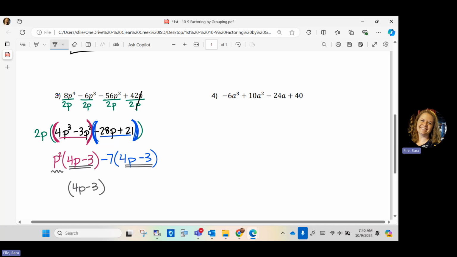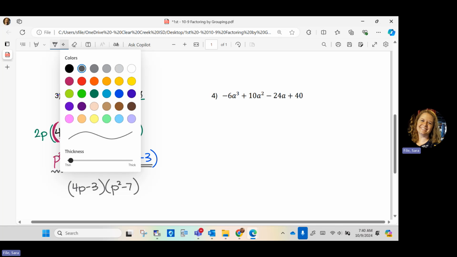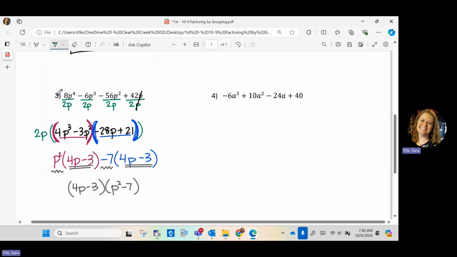Okay, and then I bring those GCFs together. What am I forgetting here? The 2p, that original GCF. Don't forget about it. It's still there. And none of those can be factored any further. Another one that you might want to check, oh, it's a difference. Oh, that's a perfect square, but 7 is not. So it's not a difference of 2 squares. I can't factor it any further.